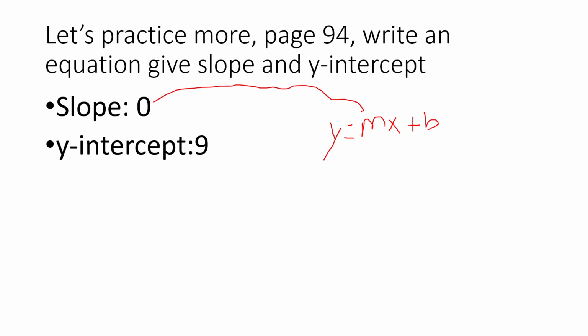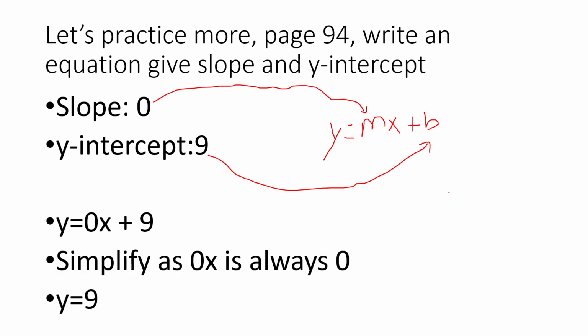So if we're substituting those in, m is our slope, or 0 is our slope, our y-intercept is 9. So once we substitute those in, we get y equals 0x plus 9. And by simplifying that equation, since it's 0 times x, it's always going to be 0, we will just say y is equal to 9. And so that will be our equation for that. And you want to do something similar with some of those other problems within that section.